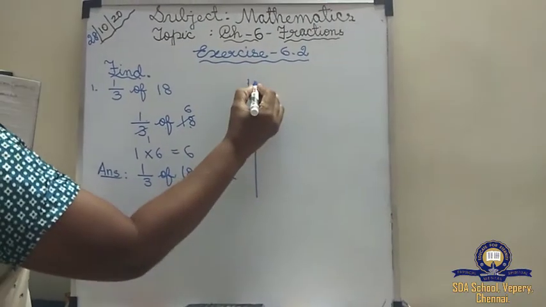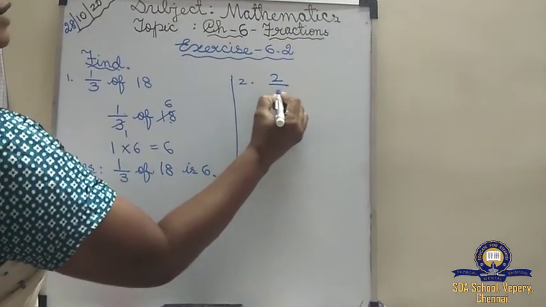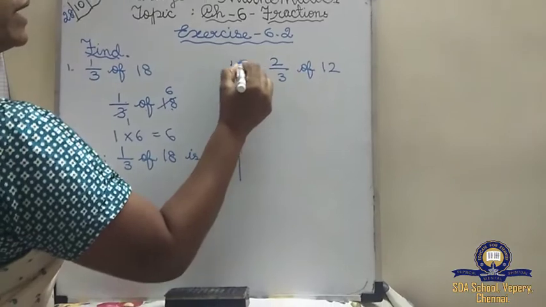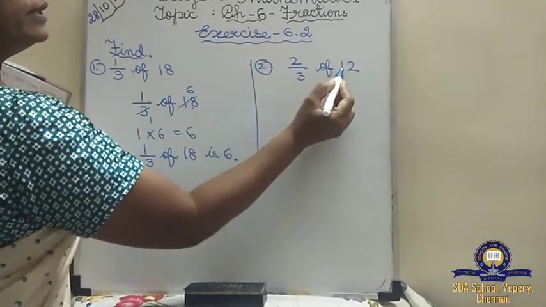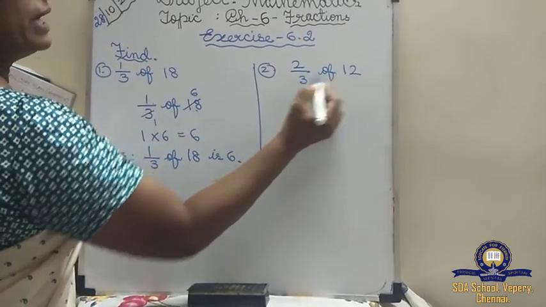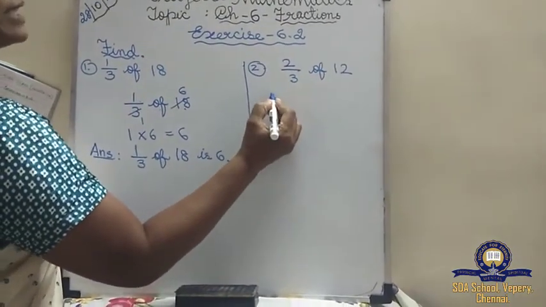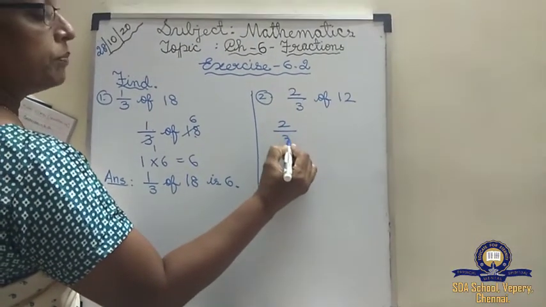See, I will teach you the second sum. 2 by 3 of 12. Okay, so what you have to do? You can divide this one, otherwise you have to do it like this, which is a big process. So I am teaching you in the simple way.